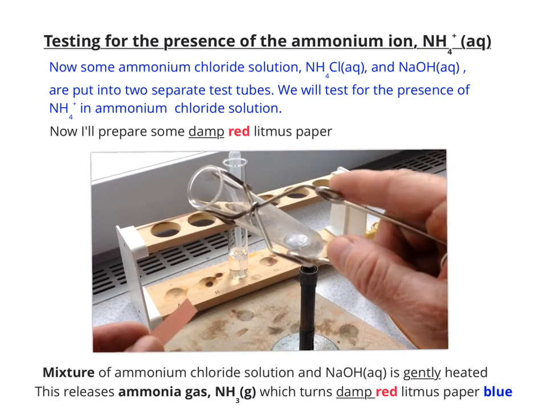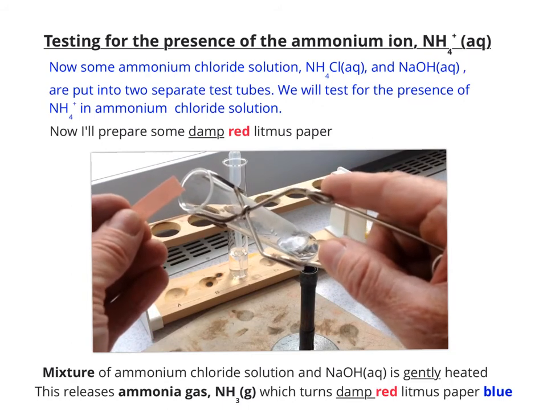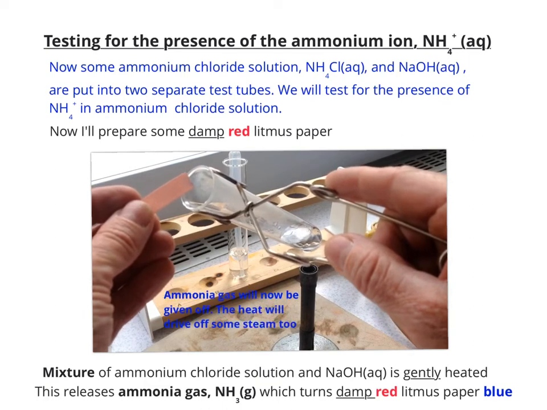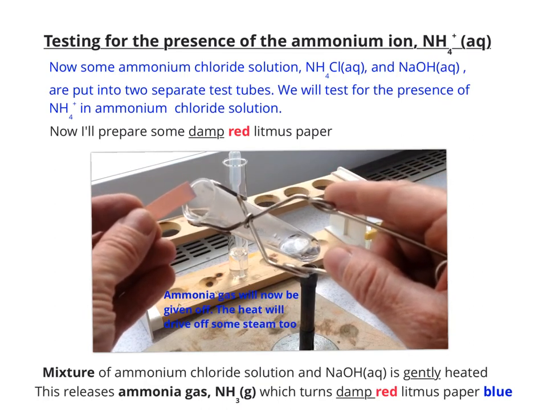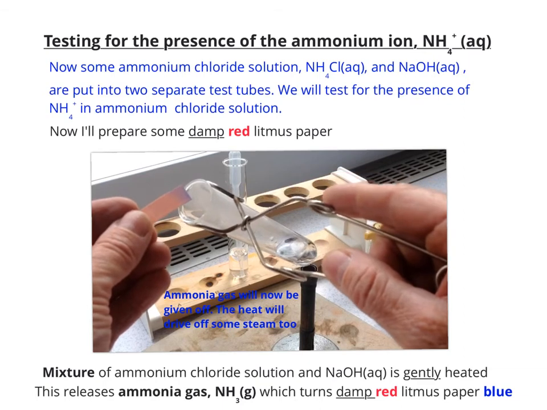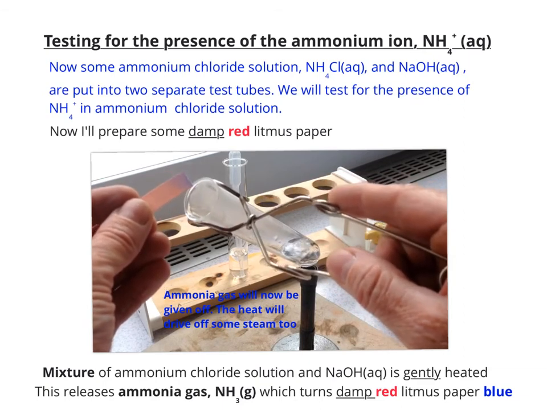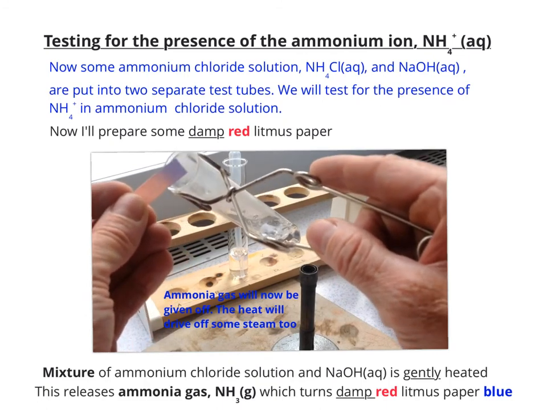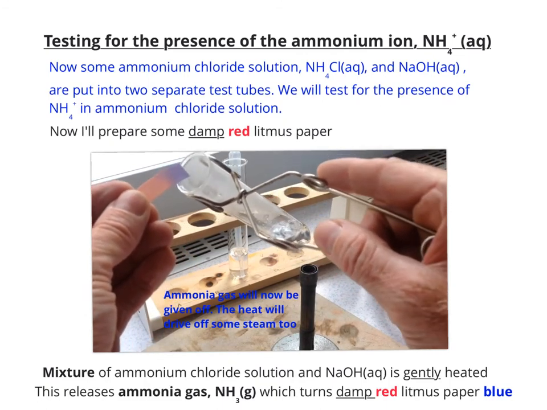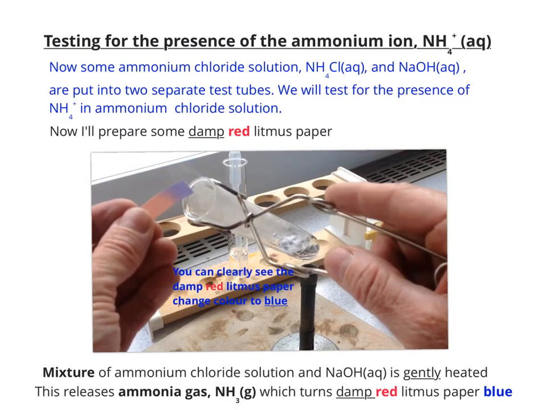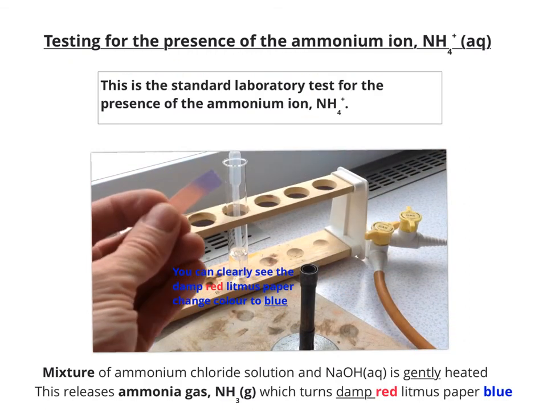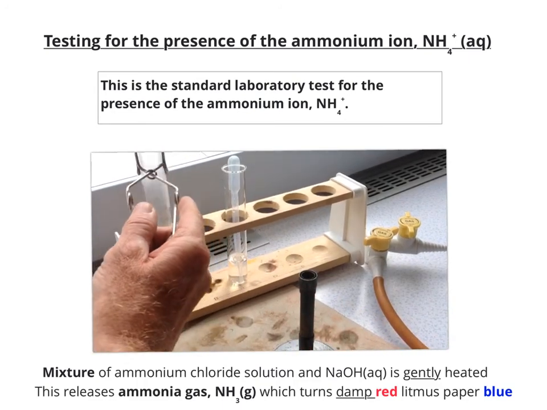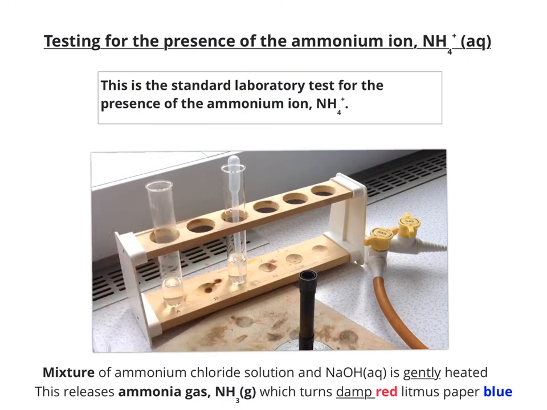So if we heat that mixture carefully, so I'm standing slightly to the right, so it's not pointing directly at me. At the mouth of the test tube, you can see steam coming off, and clearly the damp red litmus paper turns blue. And this is the standard laboratory test for the presence of the ammonium ion, NH4+.